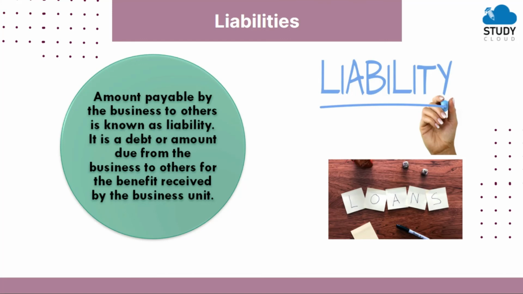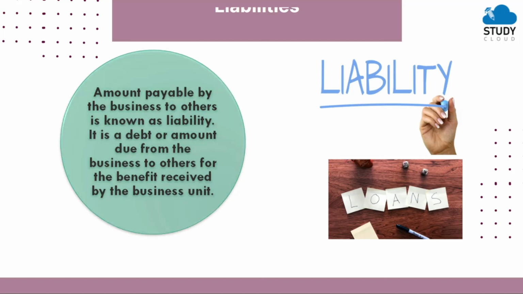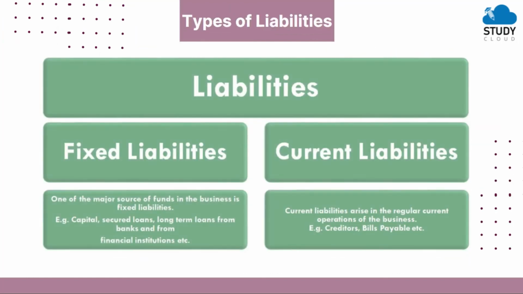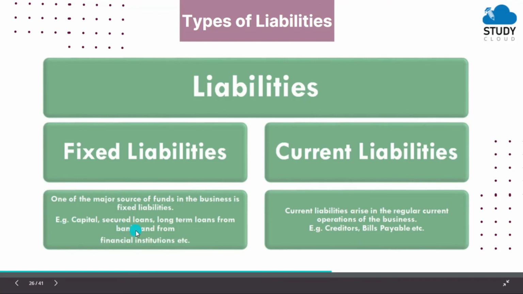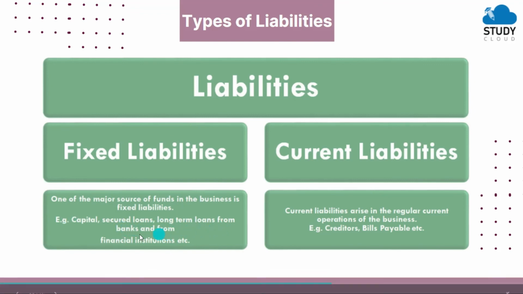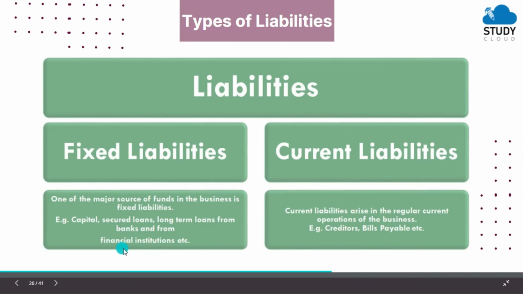So let's see what the examples are. For example, bank overdraft, creditors, loans, these are liabilities. Now there are different types of liabilities. Two main types are fixed liabilities and current liabilities. Fixed liability is one of the major sources of funds in the business. These liabilities are there in the business for a longer period of time, such as capital, secured loans, long-term loans from banks and various financial institutions.